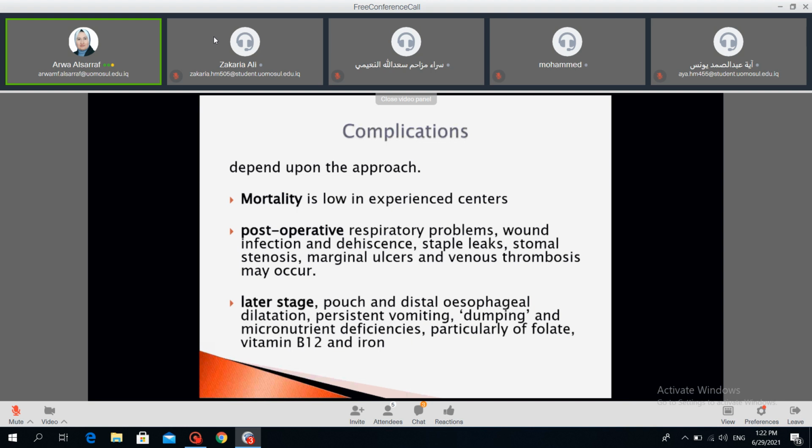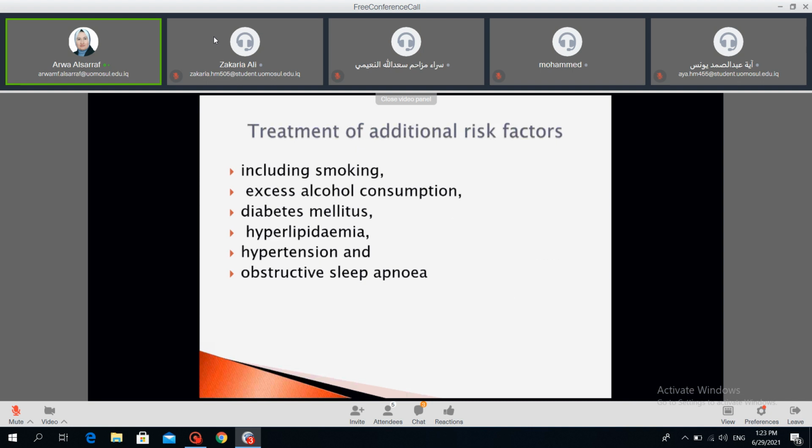دائما نفحص الفوليت والB12 والiron level ونفحص المريض إنه عنده أنيميا. Sometimes they have very difficult to treat anemia because of decreased intake and also decreased absorption of these important micronutrients. The last slide here, we need to treat other additional risk factors في المريض. So we are advise them to stop smoking, to stop alcohol consumption, and to treat their diabetes, to treat their hyperlipidemia and hypertension by drugs, and also to try to relieve their obstructive sleep apnea.